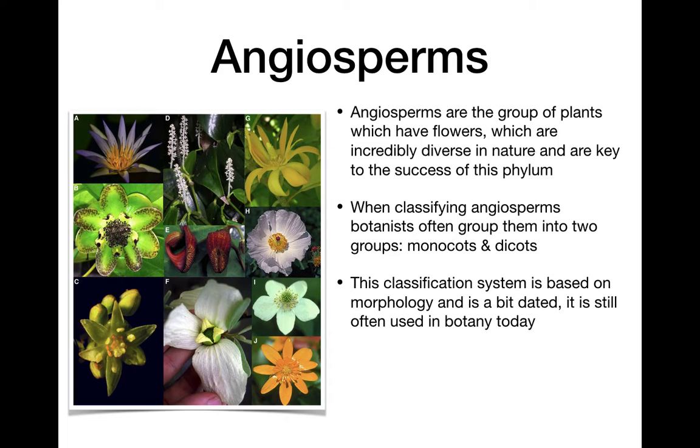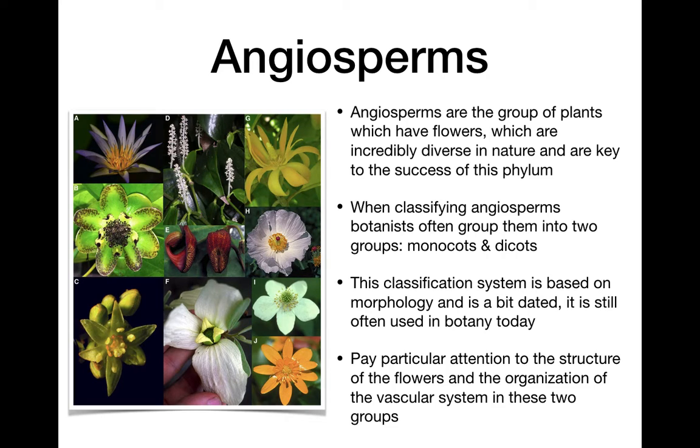Okay, this is based on morphology, the appearance, but it's a little bit dated. We still use it because it's still very useful. And we're going to look at some examples next. So take a look at both the structure of the flowers and the vascular system, the 2 things that are important for IB biology.